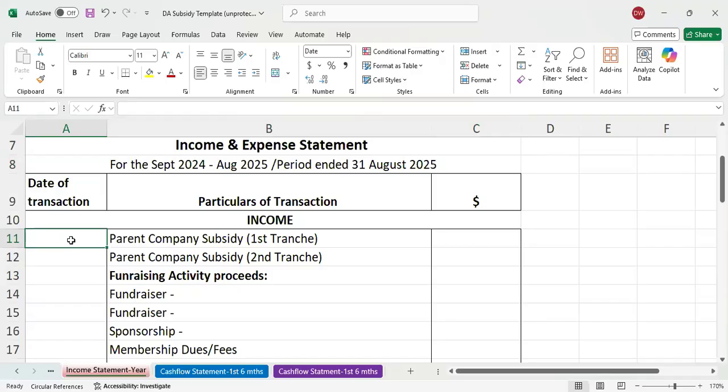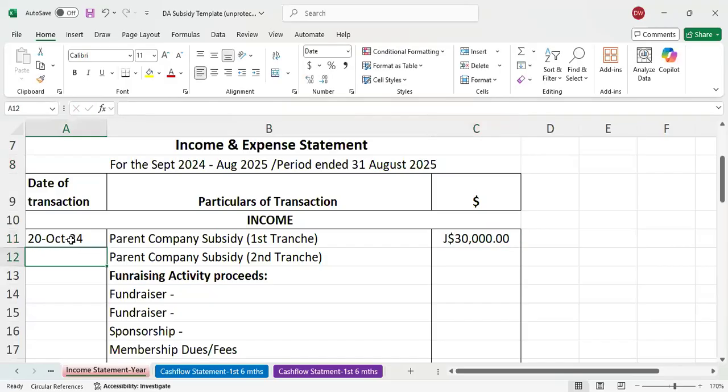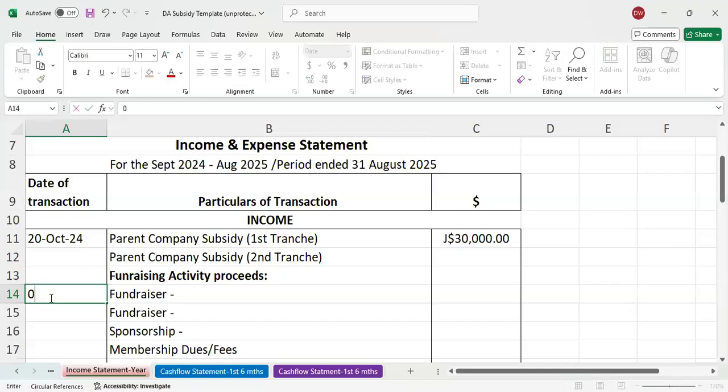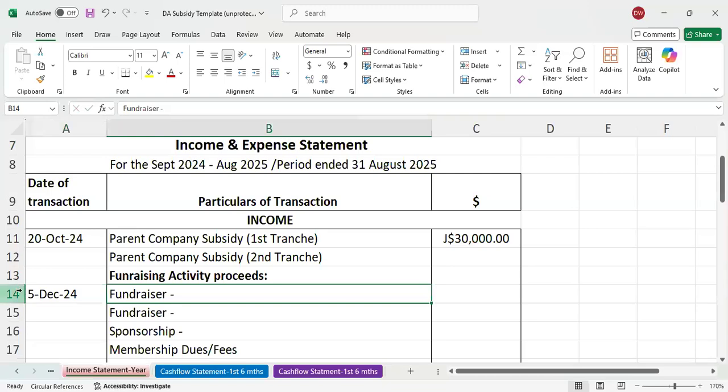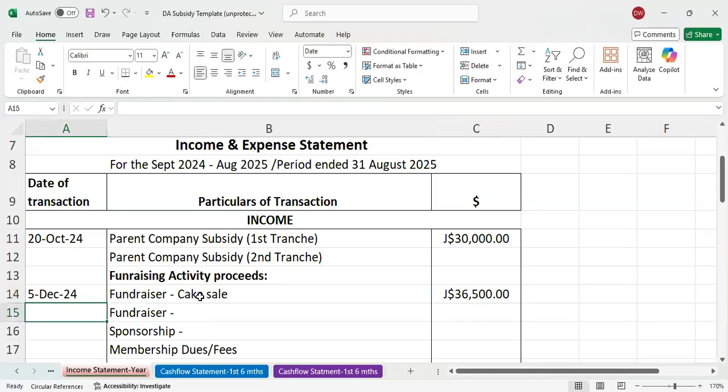So on the 20th of October, first tranche would have been paid from the head office, and that will be entered. Let's say that on the 5th of December 2024, you had a cake sale fundraiser, and the proceeds that you got was $36,500.